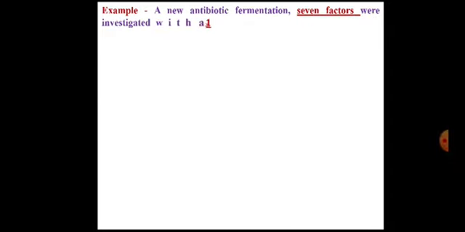Now we'll try to understand this with an example. Let us consider a newly discovered antibiotic from a producer organism, and we need to design a production medium for the maximum production of this antibiotic, which will be measured in micrograms or milligrams per ml. For example, if there are 7 factors which are required to be investigated, we choose a 12 trial Plackett and Burman design for the evaluation of these 7 factors.